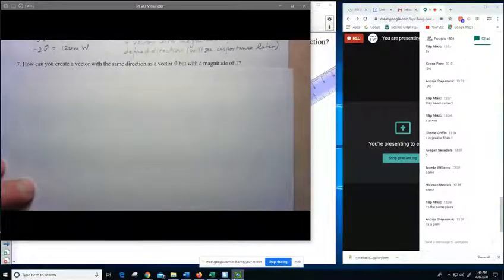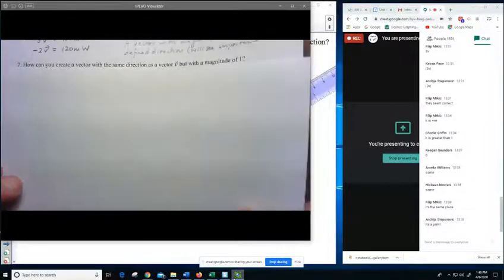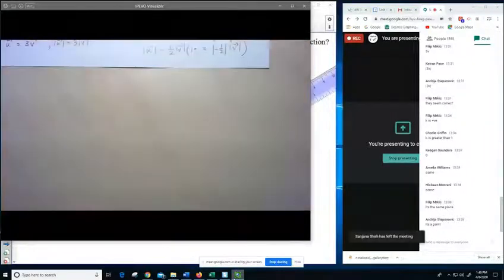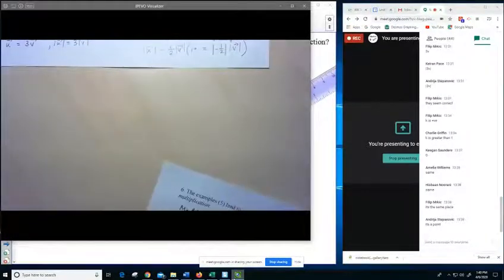Take a second. Don't put the answer out right away. Give everybody a minute to try to think about how you might create a vector that has the same direction as some given vector v, but has magnitude exactly 1.